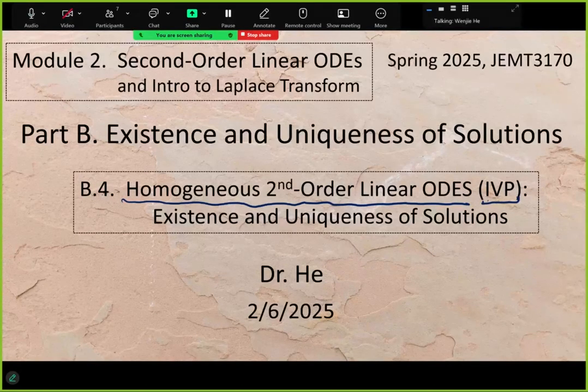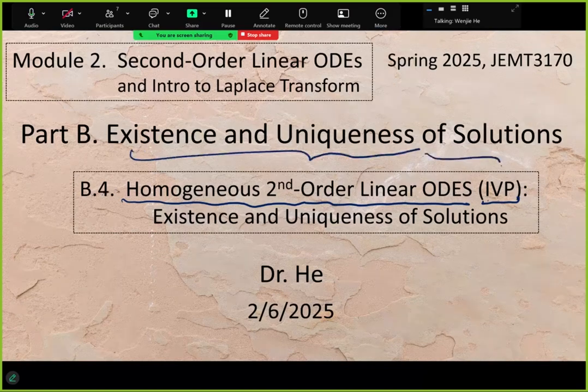So actually there are two parts. The first part, there is an existence and uniqueness result for this IVP problem. But the IVP is a homogeneous second order linear ODE IVP problem, initial value problem. The second part is not IVP.